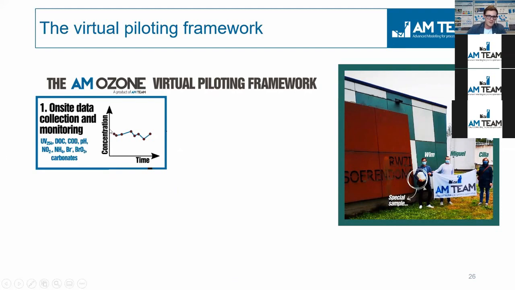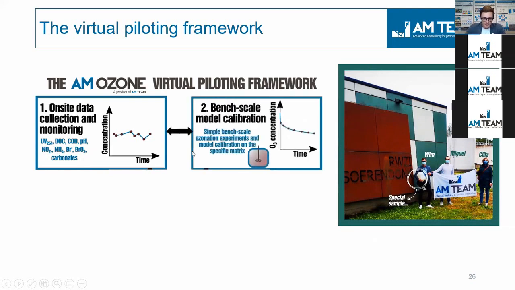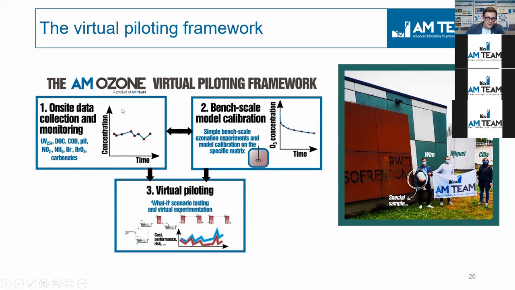How did it work? Well, we started collecting some on-site data, offline and online. Online means pH, ammonia, which is already there, and also UV254, for example. Offline means DOC, nitrites, carbonates. That's step number 1. And step number 2 was taking a couple of samples on site, and you can see it in the picture, where 3 of us have been on site, and we collected a sample, which is in this box, sent to a lab for some basic ozonation tests on which we calibrate our model. If we then feed the calibrated model with the real-time sensor data, we can start the virtual piloting.